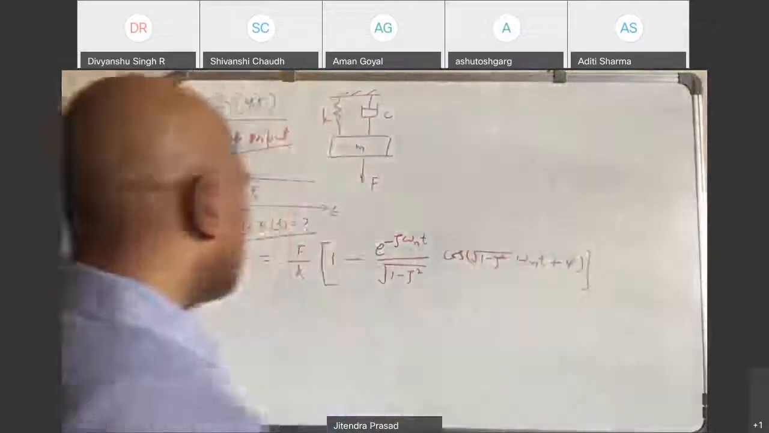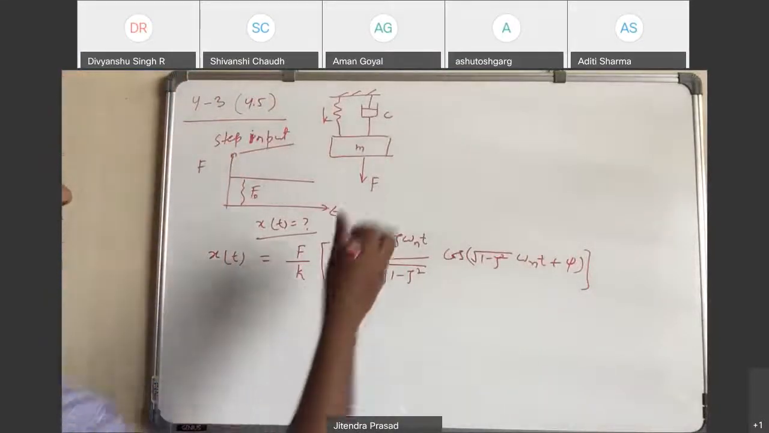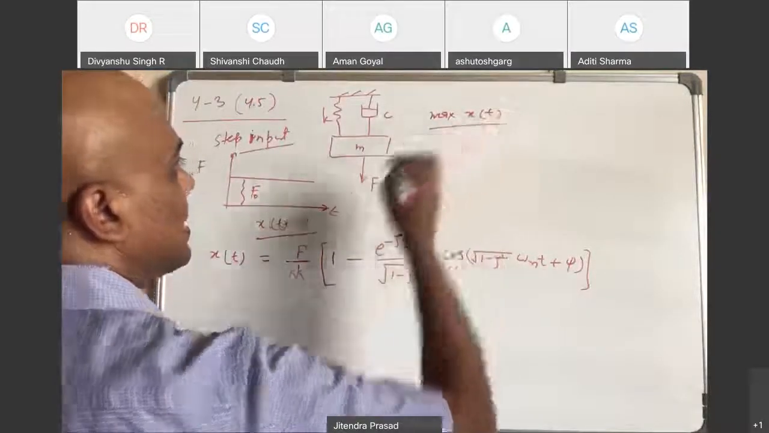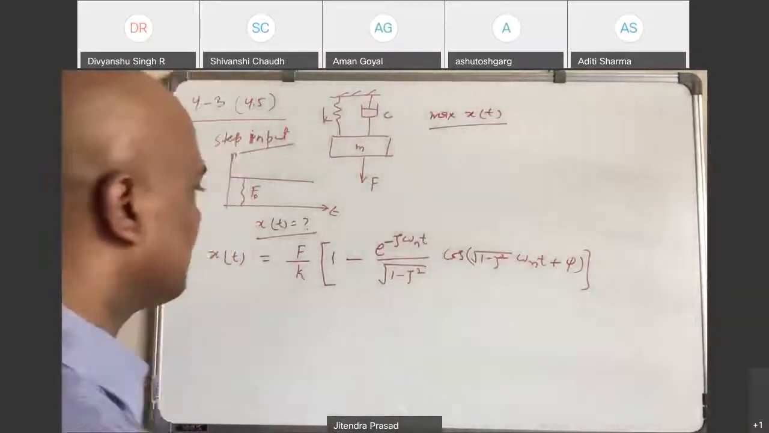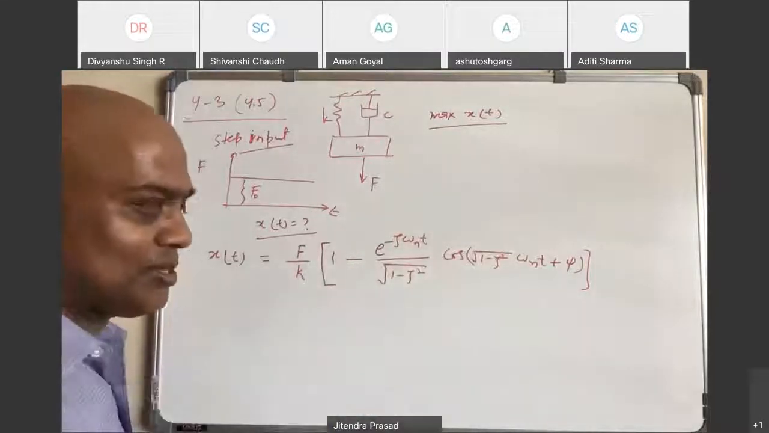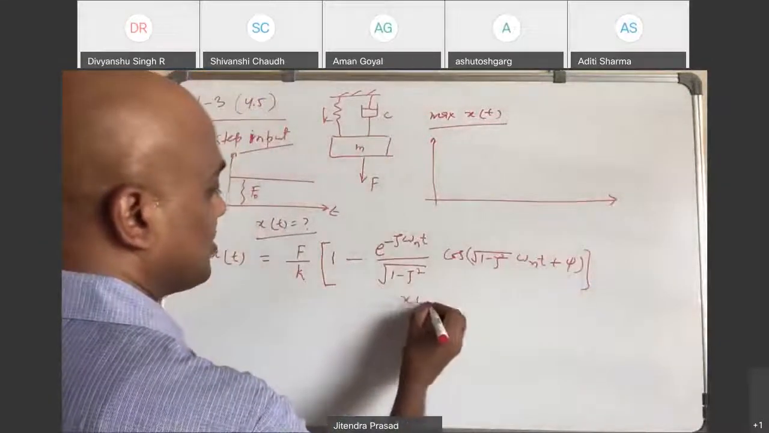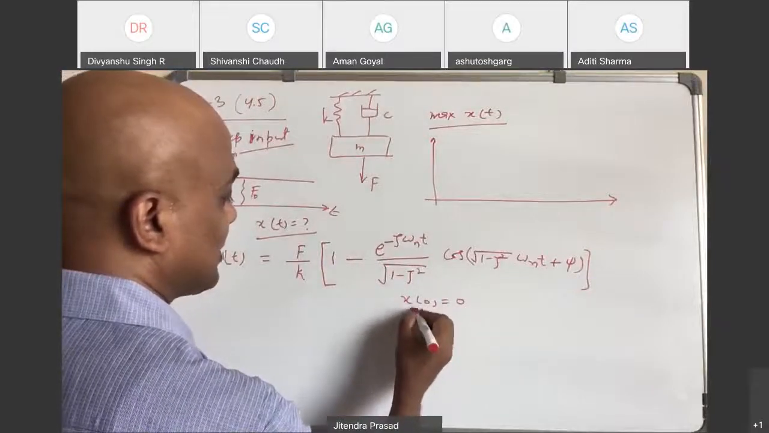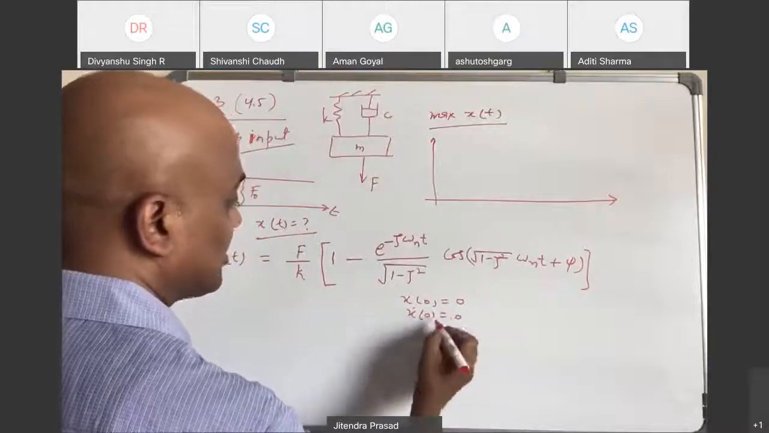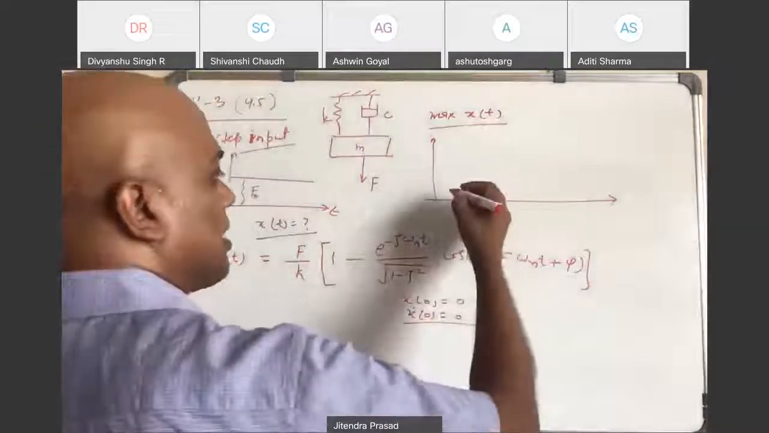Given that, we have to find x max, the maximum of x(t), the maximum displacement. You can also find it by plotting it. Again, x equals 0 at t equal to 0, and the velocity x dot is also 0 at t equal to 0. These conditions are given already. Hence, what will you do?